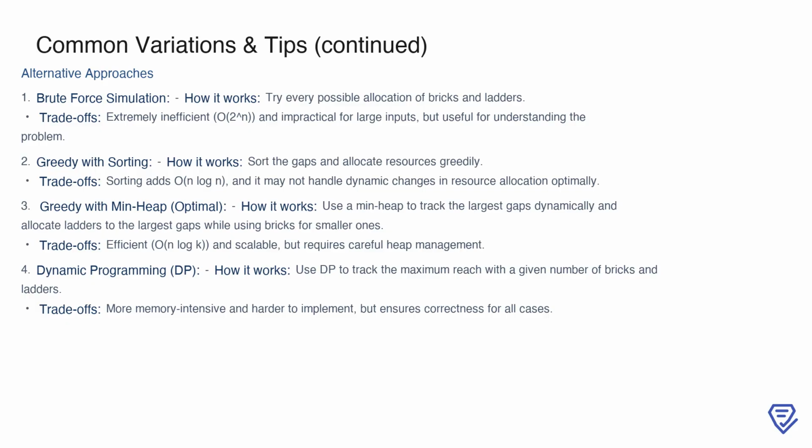A more refined method is the greedy approach with sorting, where you sort the gaps and allocate resources based on their size. However, the sorting step adds n log n complexity, and it may struggle to handle dynamic changes in resource allocation. The optimal approach combines greediness with a min-heap, allowing you to dynamically track the largest gaps and allocate ladders while using bricks for smaller gaps. This approach is efficient, scalable, and runs in n log k, but it requires careful heap management.